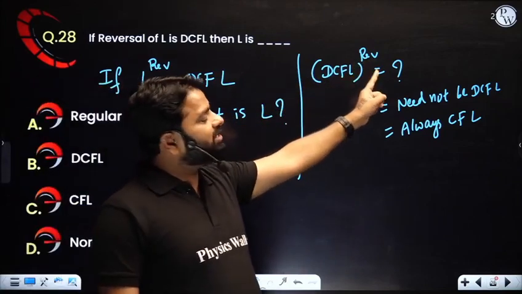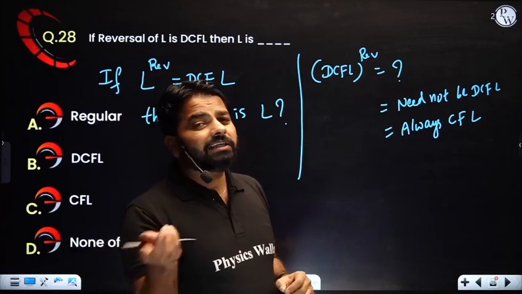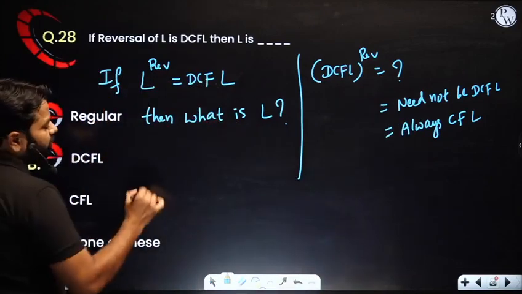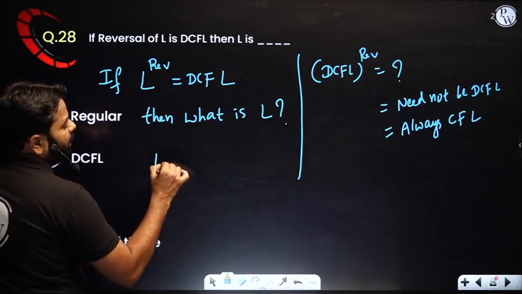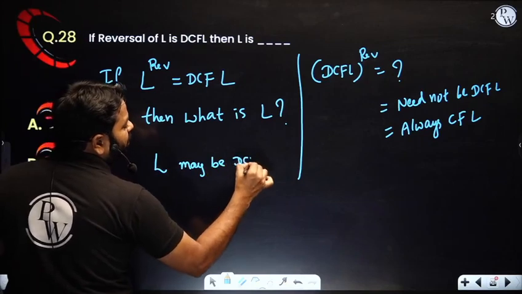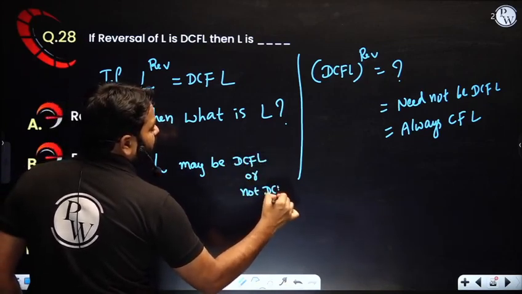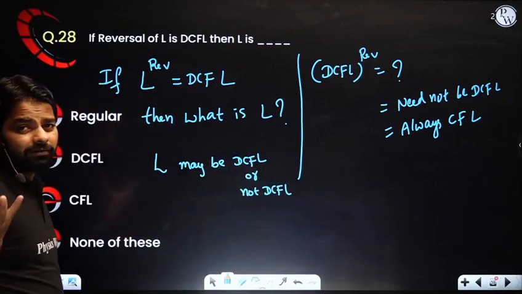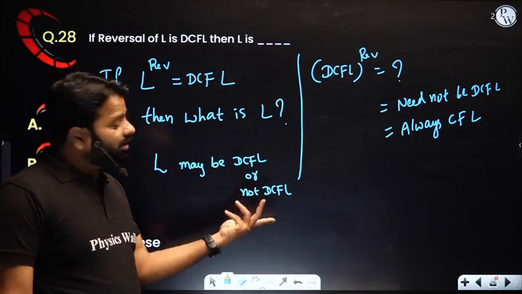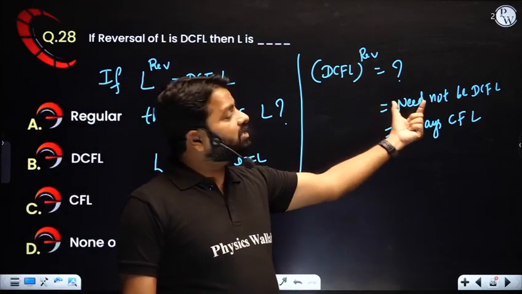Sometimes when you do a DCFL reversal, you may get not DCFL, right? Take that not DCFL, do the reversal, you will go back to DCFL. Here L may be DCFL or not DCFL. Giving DCFL, you have lot of examples. You can take a regular language also. Its reversal is regular, so both are DCFLs. But when you do the reversal, you may get a not DCFL.